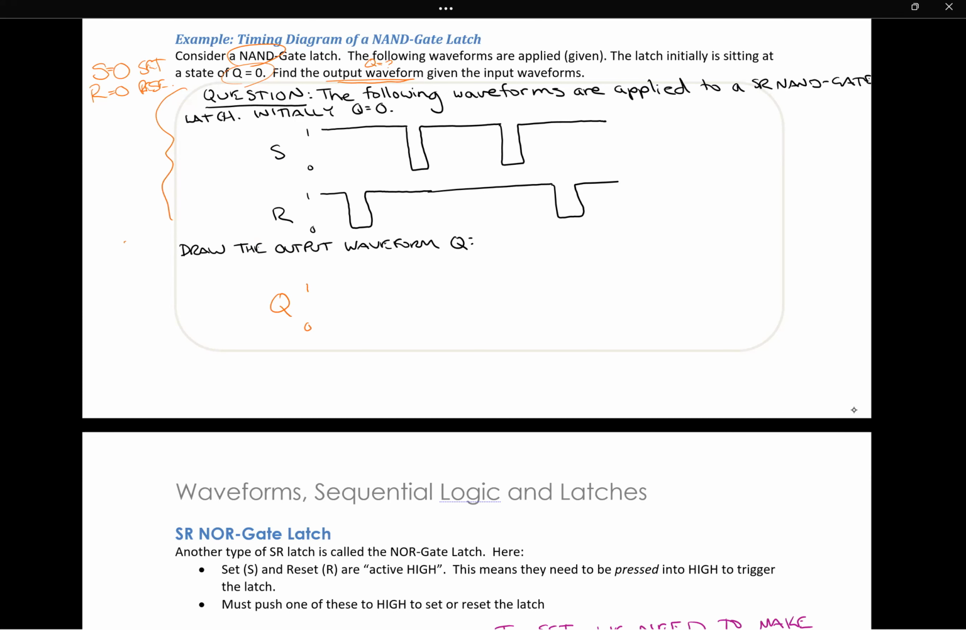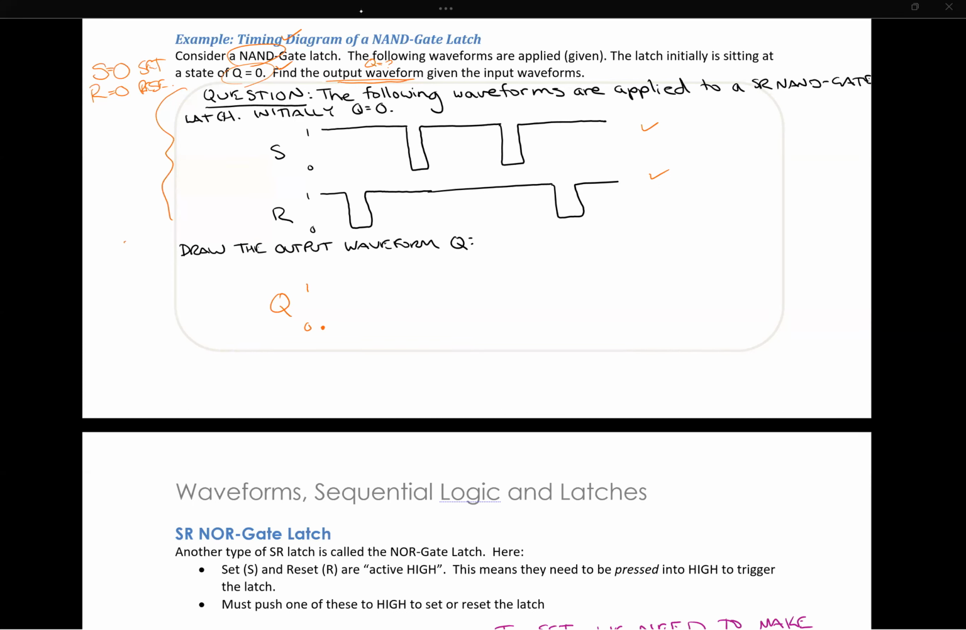Initially, it is at the state of Q equals 0. If you are not told in the question what the initial state is, then you have a problem. You need to be told in the question what type of latch it is, what the input conditions are, and what the initial state for Q was, because it has memory. Its output depends on the memory that it already had. So initially, Q equals 0.